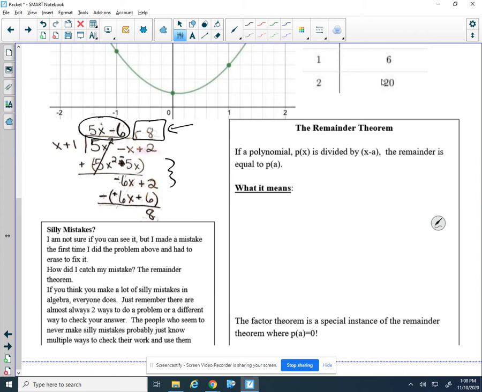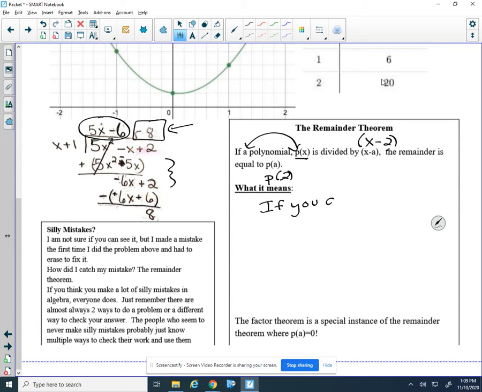So to summarize our remainder theorem, if a polynomial p of x, once again using the p's just to match this p, is divided by x minus a, so let's say we divide by x minus 2 again, the remainder is equal to p of a. So that function evaluated at positive 2, right? Change the sign.